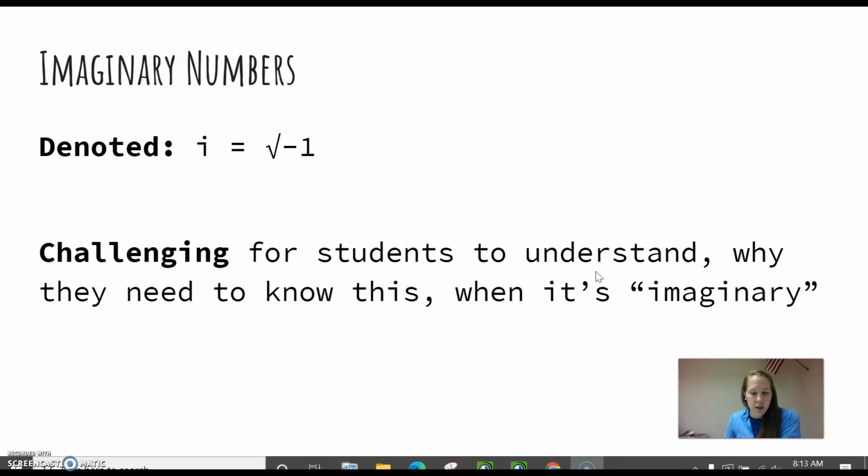Currently, students are familiar with the fact that imaginary numbers are denoted by i, and that i is the square root of -1, and they also understand that i squared is -1. This concept is challenging for students because, just like math teachers hear all the time, "When are we ever going to use this?" When we introduce imaginary numbers, that same question still pops up. If it's imaginary, when am I ever going to be using this?